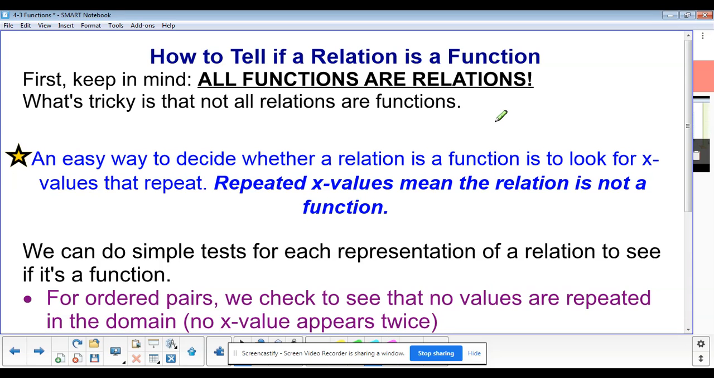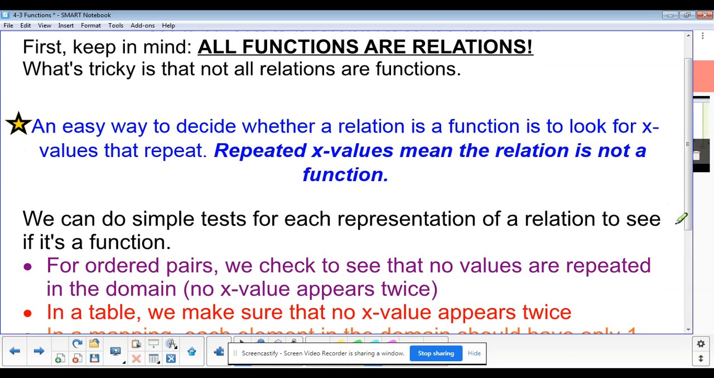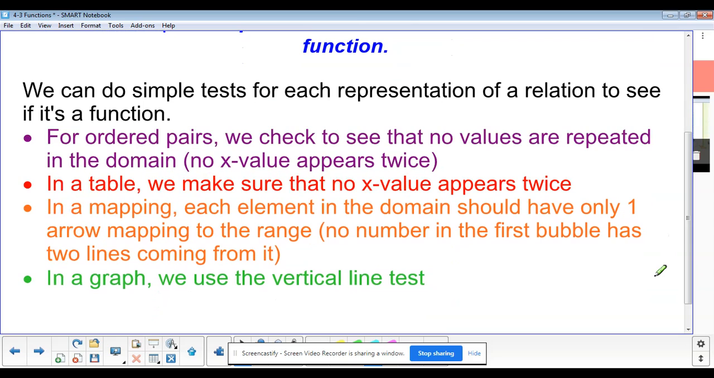Functions are more specific. An easy way to decide whether a relation is a function is to look for x values that repeat. Repeated x values mean the relation is not a function. So again, if x values repeat, it is not a function. There are simple tests that we can do for each representation to see if it's a function. I don't need to read all this out loud for you. I just want you guys to write it in your notes. So take a minute, pause the video, write this stuff down in your math vocab.